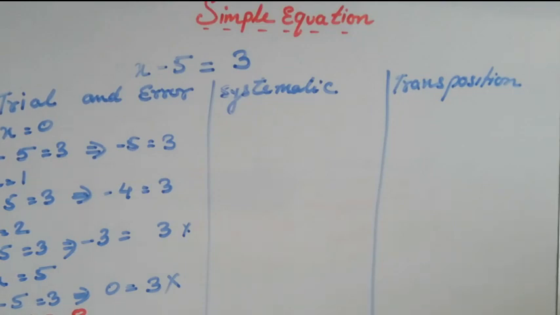That means in the trial and error method, we are assuming the values of x. We are guessing the values of x. First we guess x might be 0. Let x equal to 0. Then x equal to 1. We will reach a state where the left hand side is equal to the right hand side. Okay. Now in the systematic method, you have to isolate the variable.